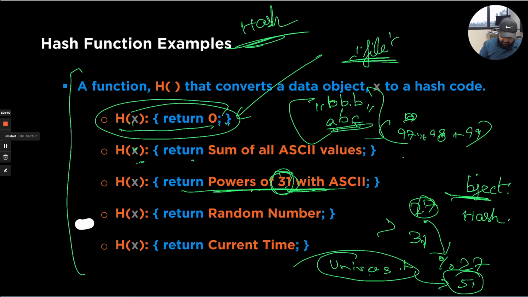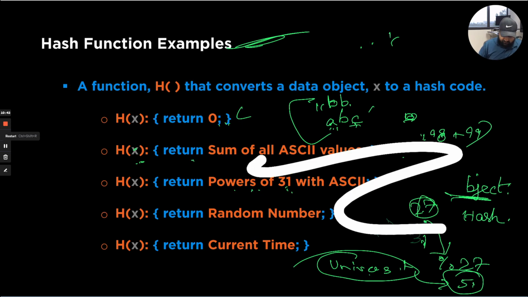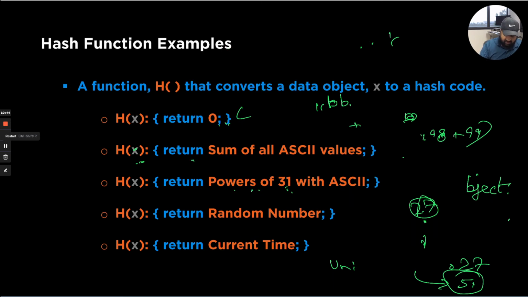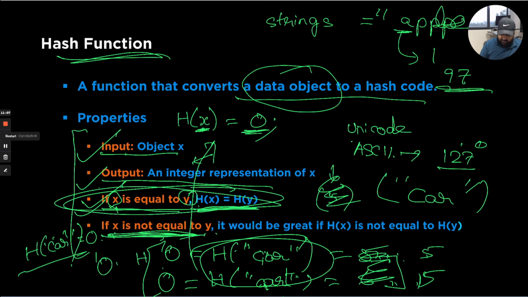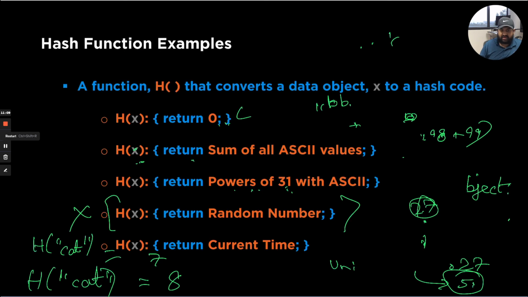Now the last two functions: if we have a value that we pass into this function, we return a random number. This is an invalid hash function. Why? Because if I do a hash of cat, it returns a random number like 7. And if I do a hash of cat again, it might return some other random number. So it's not satisfying this property, the third one. So essentially it's invalid.